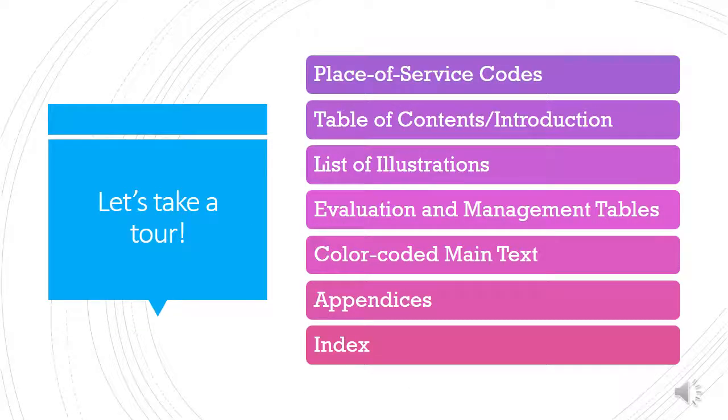Page through your CPT manual with me to get familiar with this book. We'll quickly flip through it and then go into a little more depth for some of the major sections. After opening the book, we first come across the place of service codes for professional claims reference. Each insurance claim must always include a place of service code, which documents where the procedure or service took place.